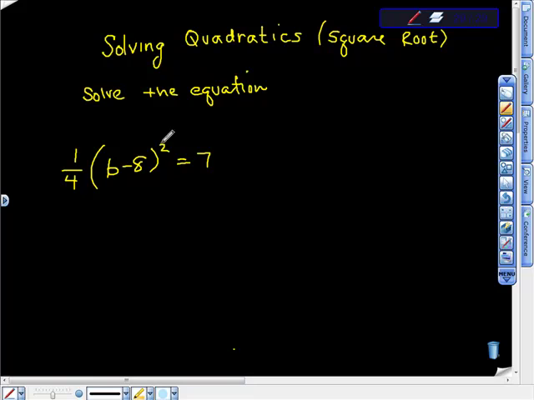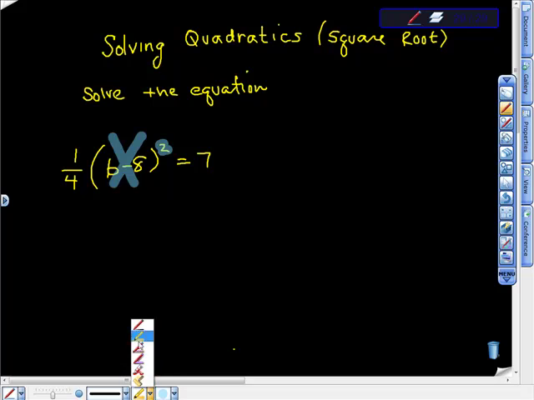But I want to remind you guys that if the exponent over the quantity is anything other than 1, you can't do that, right? Because the exponent is blocking this. So what you can do, and what I tell my students to do, is look at it this way. I look at this b minus 8 here as if it was just x. So now it's like looking at 1/4 x squared equals 7.